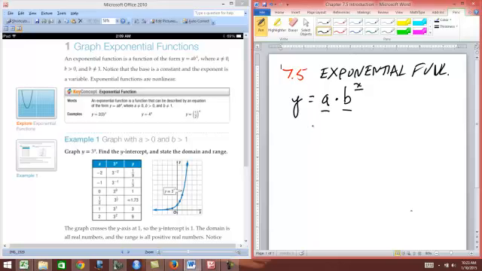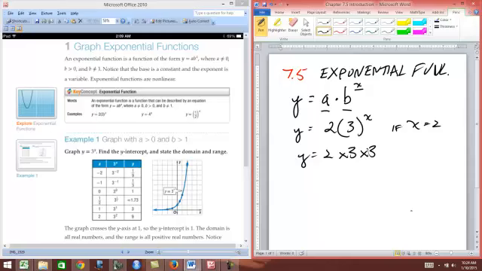So, let's look at y equals 2 times 3 to the x. Okay, so I have a little example here. Y equals 2 times 3 to the x. So a is 2 and b is 3. Now, as a rate of change, it's 300%. So if x equals 2, then y equals 2 times 3 times 3, which is 18. And so on.